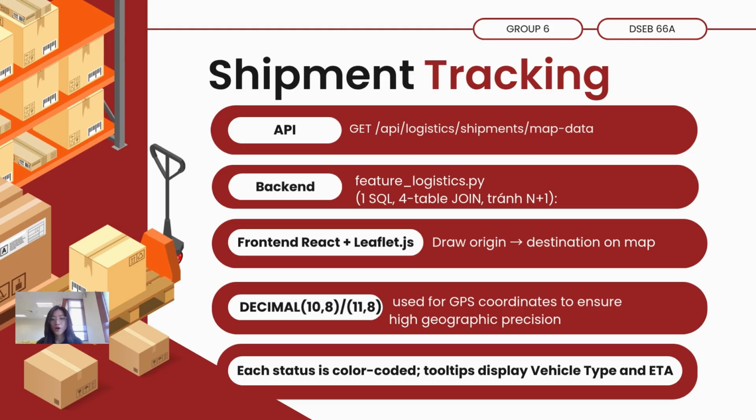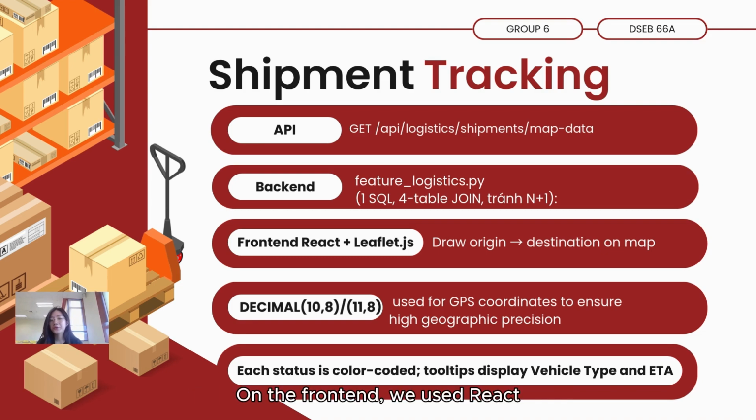indexing overhead. For segment tracking, we built an API endpoint called API Logistics Segment Map Data. The main goal here was to avoid the N+1 query problem. Instead of sending multiple separate queries for segment, product, supplier, and warehouse, we combine everything into a single SQL query using a 4-table join. This query retrieves segment information, product data, supplier location at the segment origin, and warehouse location at the destination. We also exclude delivered segments, so the map only displays active segments that are still pending, delayed, or in transit.